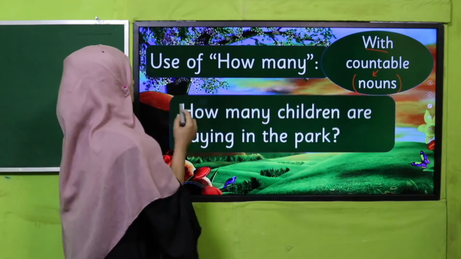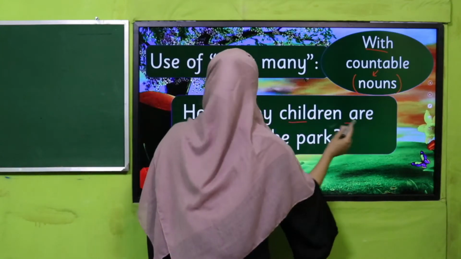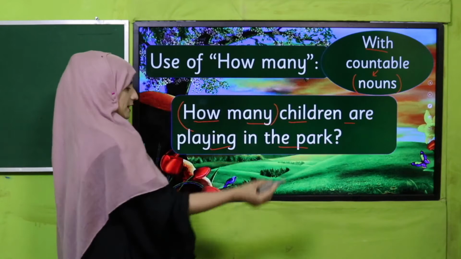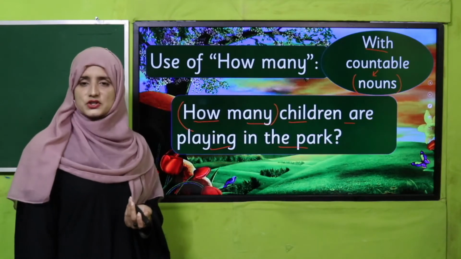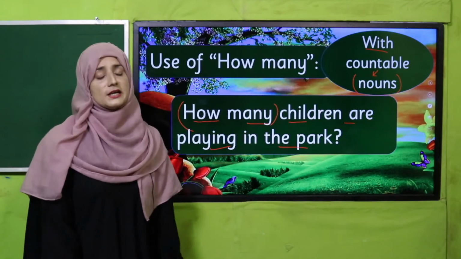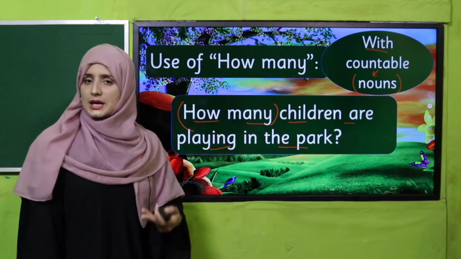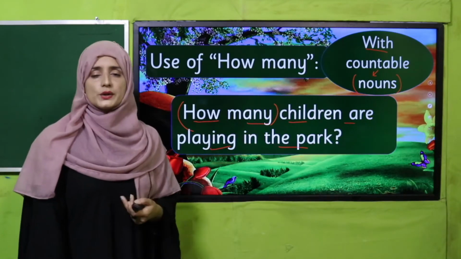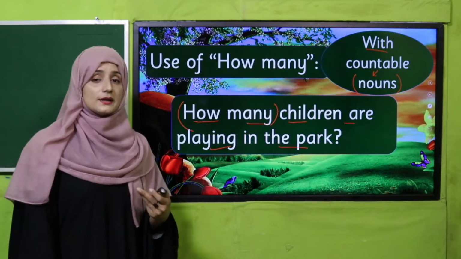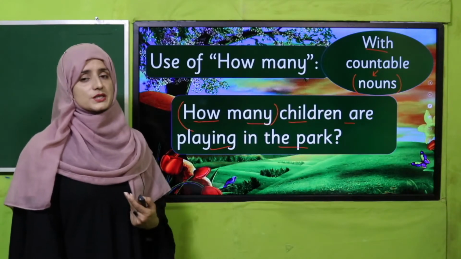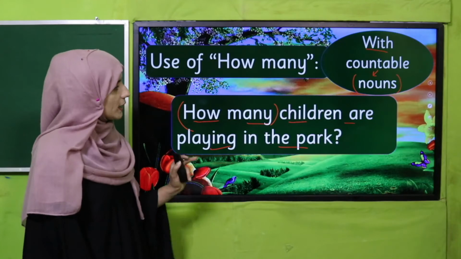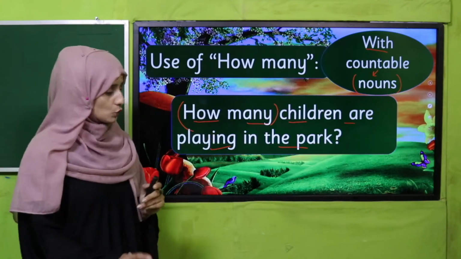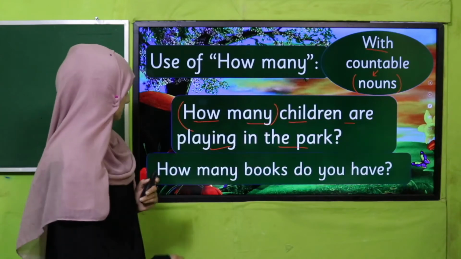Examples: how many children are playing in the park? See there, children can be counted, and these children are playing in the park. Definitely we can count them easily. In your class also you can count, even in your whole school you can count students easily, to get the total number of students in your school. That's why with countable nouns we always use how many. Always keep this in mind, my dear students.